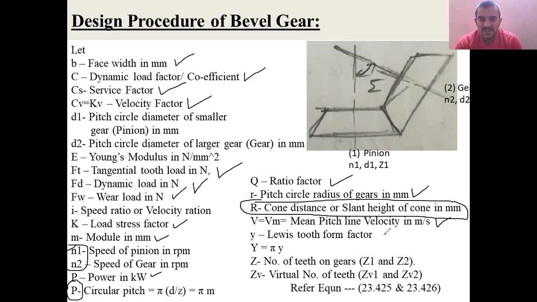Vm is the mean peripheral velocity, small y is the Lewis tooth form factor, capital Y is pi into Lewis tooth form factor. Now Z is the number of teeth on the gear. 1 stands for pinion, 2 stands for gear. Again, here also, you can see Z suffix v, virtual number of teeth. Virtual number of teeth means it's an imaginary number of teeth, equivalent to the spur gear. How do you get this virtual number of teeth? That is Z1 by cos delta. You can see the data book, equation numbers 23.4 and 23.426.